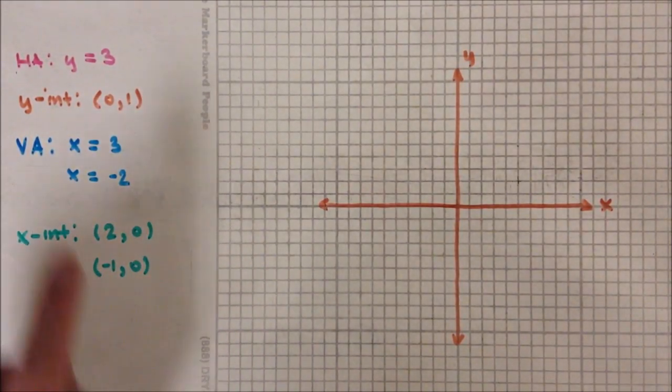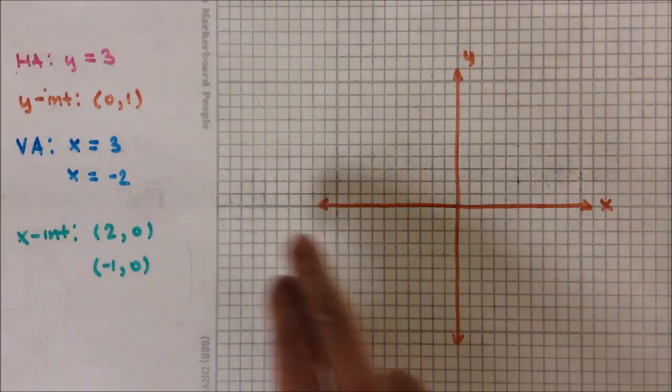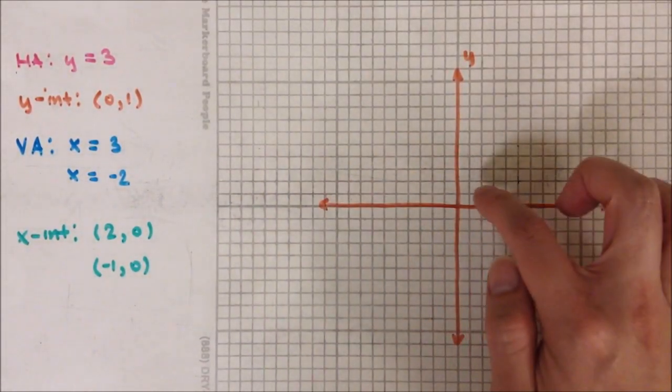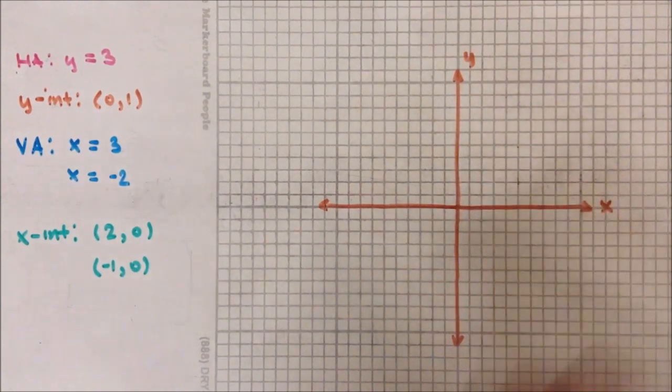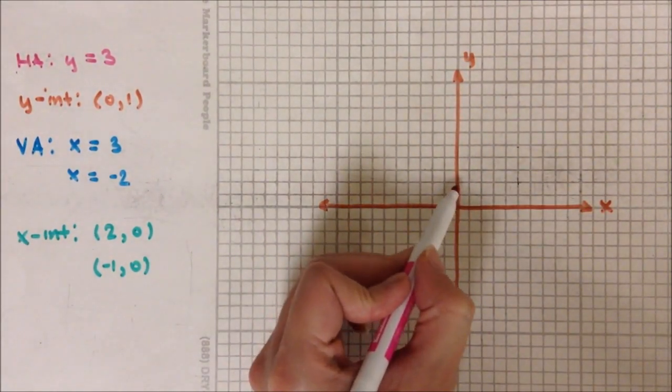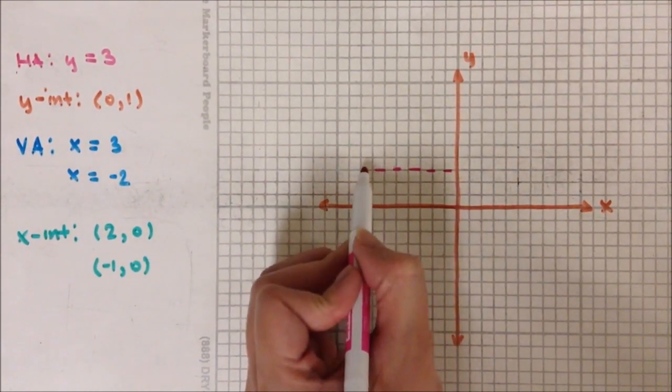So my horizontal asymptote says y equals 3. That means it's going to be a horizontal line at 3. So on my y-axis, 1, 2, 3, right here, it's going to be a horizontal asymptote. And I'm going to draw it like this.